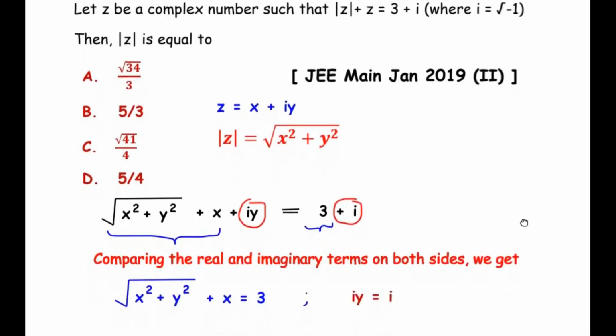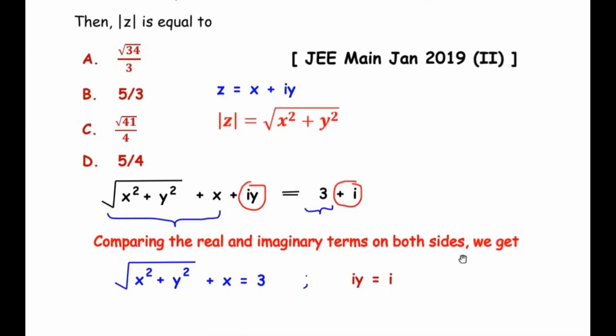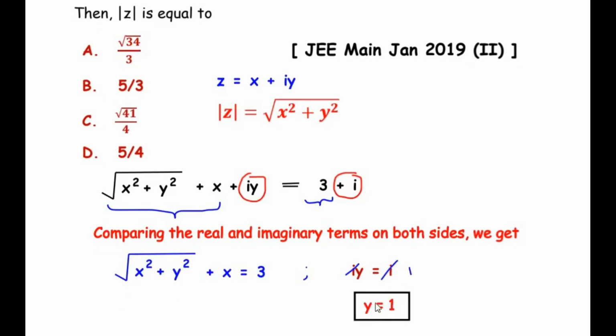So comparing the real and imaginary terms on both sides we get square root of x square plus y square plus x equal to 3 and iy is equal to i. Now on the imaginary side, i from the left hand side can divide i from the right hand side. So we have here y is equal to 1. Now since we got the value of y as 1 from the imaginary terms, we can replace y square by 1 and write here square root of x square plus 1 square. 1 square gives us 1. Now taking plus x on the other side of the equal to sign, we get 3 minus x.